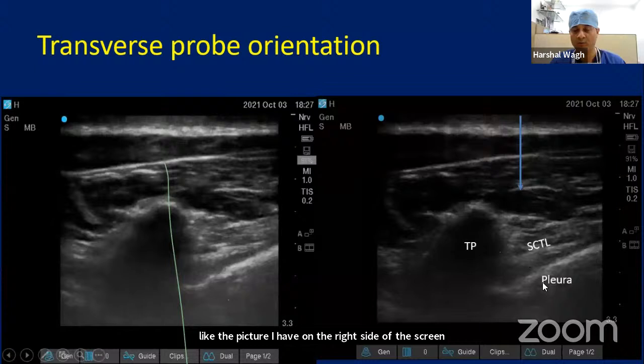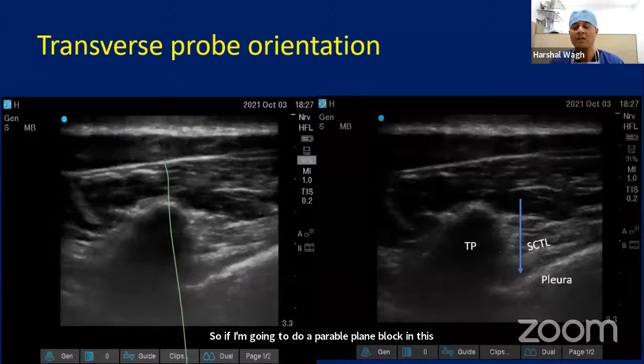So if I'm going to do a paravertebral plane block in this probe position out of plane, my needle trajectory is going to come in that direction. I'm going to pierce the superior costotransverse ligament, which gives a great giveaway if you take a blunted needle. We usually use an 18-gauge epidural needle because that's great for giveaway.